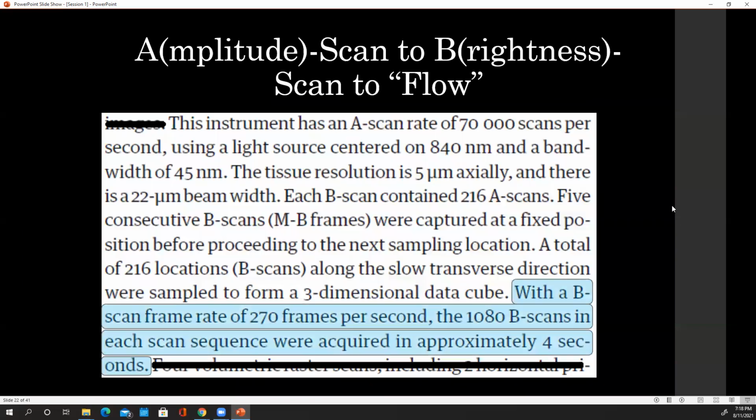So let me see, how do I get out of this? Yeah. So now we understand what this meant: 5 consecutive B scans were captured at a fixed position before proceeding to the next sampling location. You saw one where there was 4, but now you understand what 5 consecutive means, okay? Now, here's the last one. With a B scan frame rate of 270 frames per second, the 1080 B scans in each scan sequence were acquired in approximately 4 seconds. Okay, that's what they're saying.